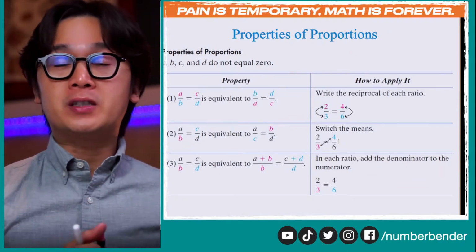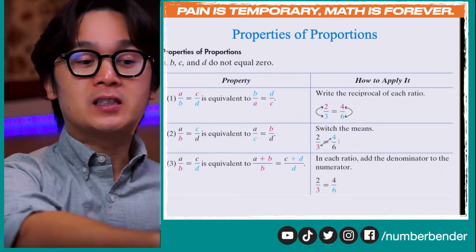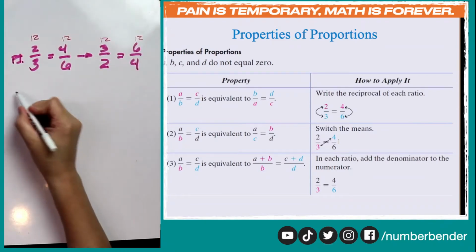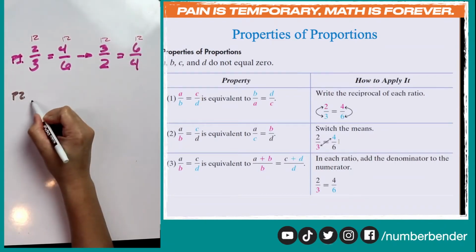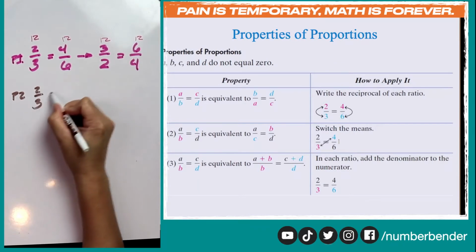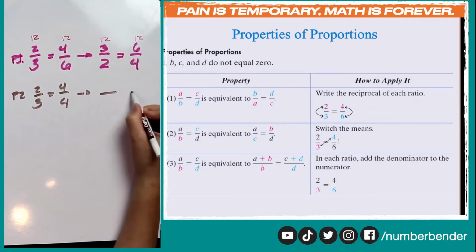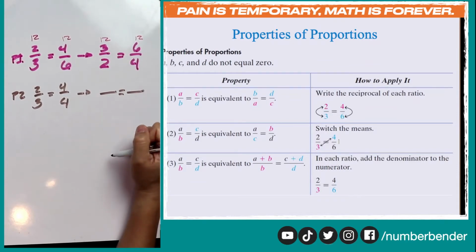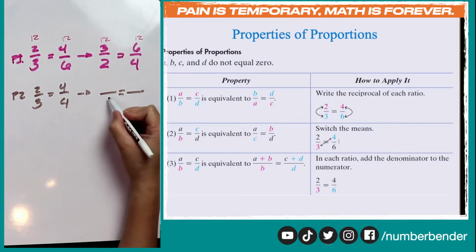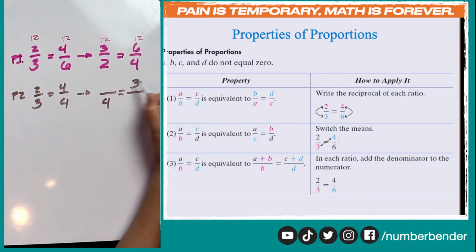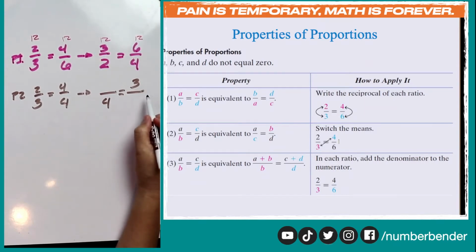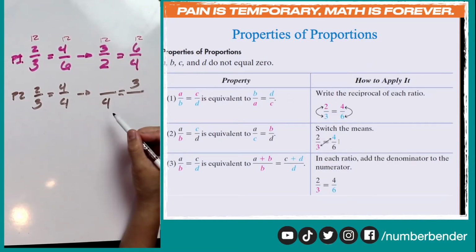So if we're going to be using the same set of fractions, just like what we have started on example number 1, if I'm going to use property number 2 for the same fraction, 2 over 3 equal to 4 over 6, using the means and switching the means of our fractions, we are still going to be getting the same value. So the denominator here and the numerator here will still be the same, which is our extremes, and the means, we're going to be switching the value of those means.